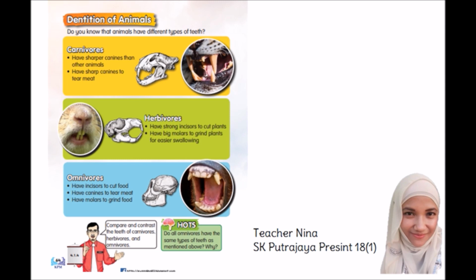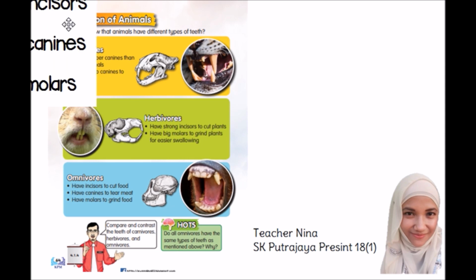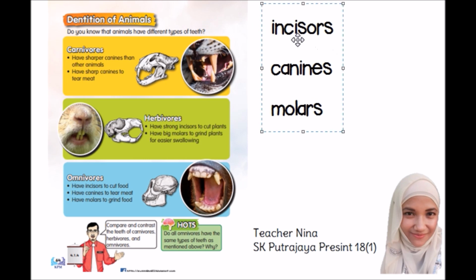What is that? Actually, we have learned about dentition before. You still remember? Aha! What are these? Incisors, canines, and molars. Yes, these are the types of teeth that humans have. Well, animals also have incisors, canines, and molars. Let's look one by one.